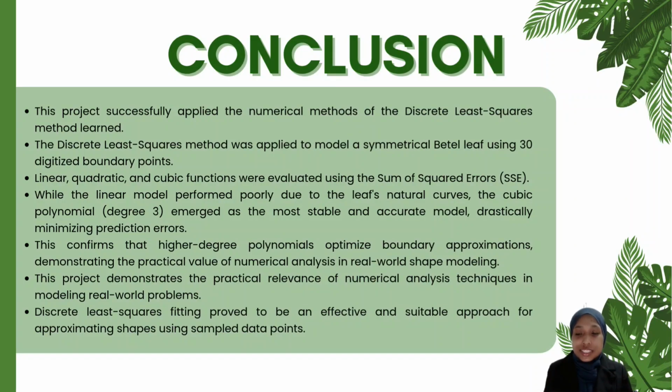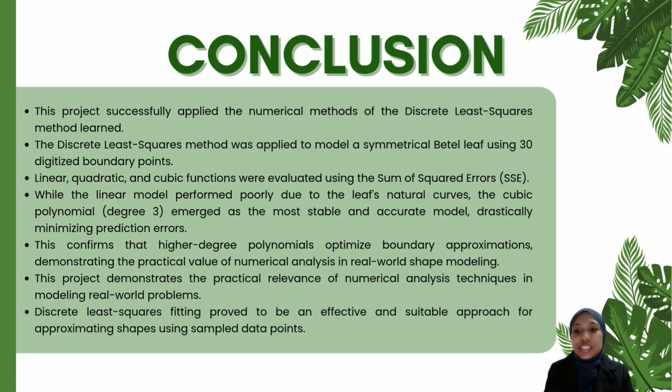Linear degree 1, quadratic degree 2, and cubic degree 3 fitting functions were successfully generated for both the upper and lower leaf boundaries. The models were tested with the sum of square error, and it was found that the higher degree polynomial terms provide the essential geometric flexibility required to capture natural curves. The poor performance of the linear fit could be attributed to the curved botanical pattern being modeled. Therefore, the polynomial of degree 3 proved to be the most stable and accurate mathematical representation for both leaf segments.